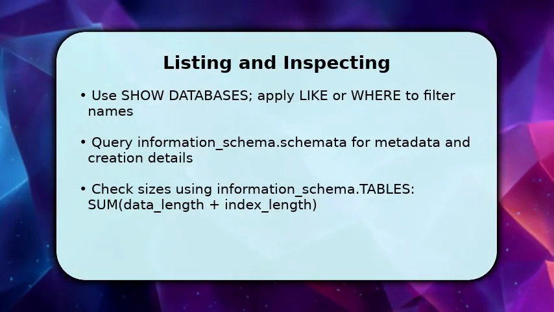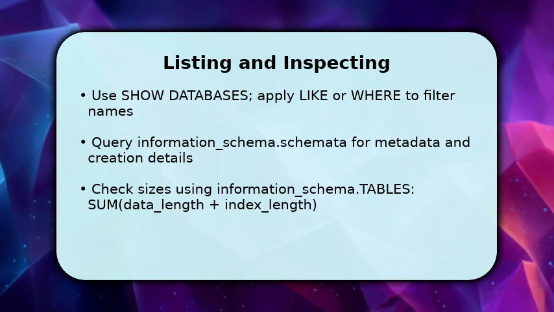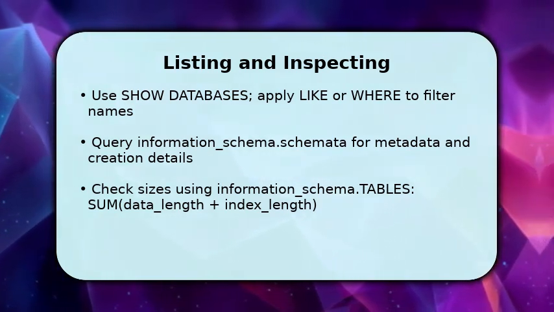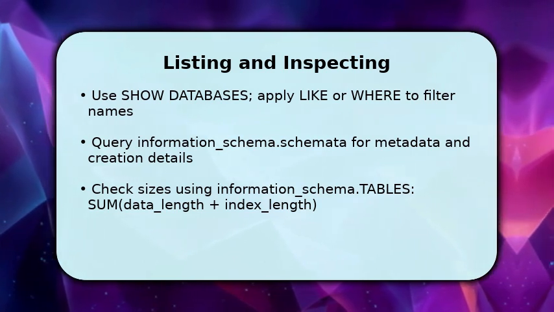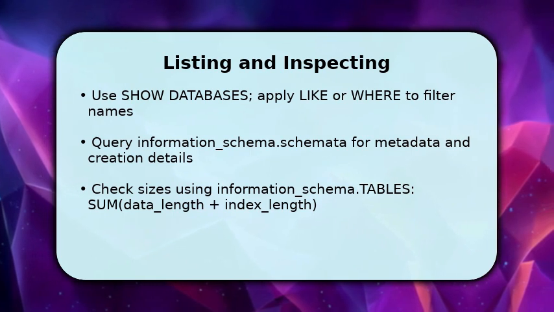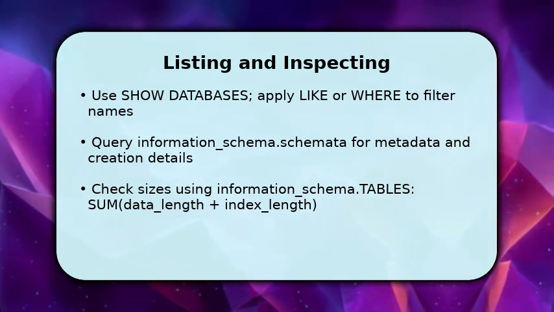Once connected, list databases with SHOW DATABASES. Use SHOW DATABASES LIKE 'prod%' to narrow results. For deeper inspection, query information_schema.SCHEMATA to see default character set and collation. This explains sorting and comparison behaviors.